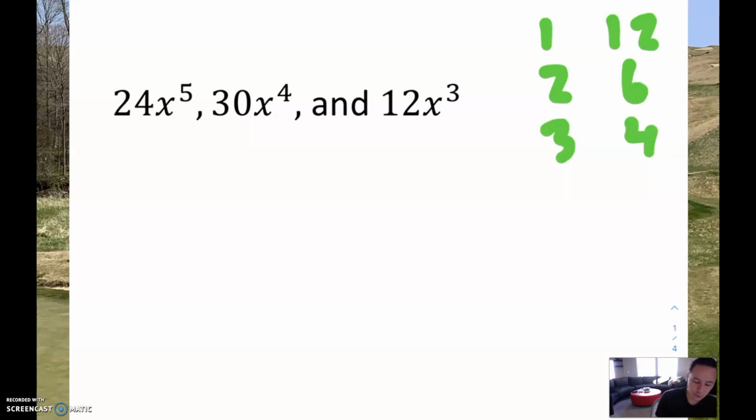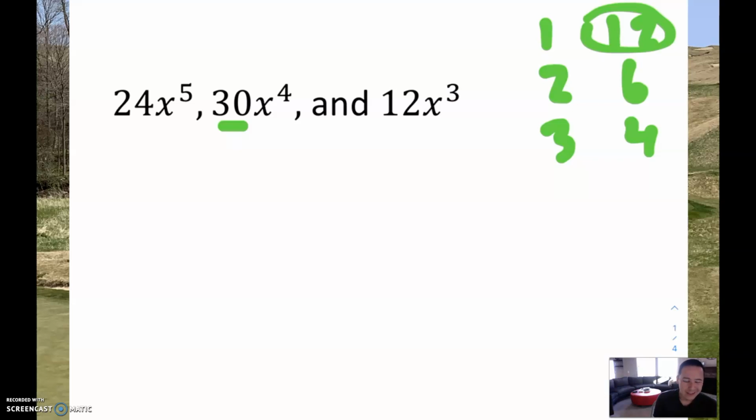And I want to see which of these numbers the 24 and the 30 also have in common. And we're going to try and find the biggest one that they have in common. I'm going to start with the 12. If I look at the 12, does 12 go into 24 evenly? Yes, because 12 times 2 is 24. That's good. Does the 12 go into 30 easily?